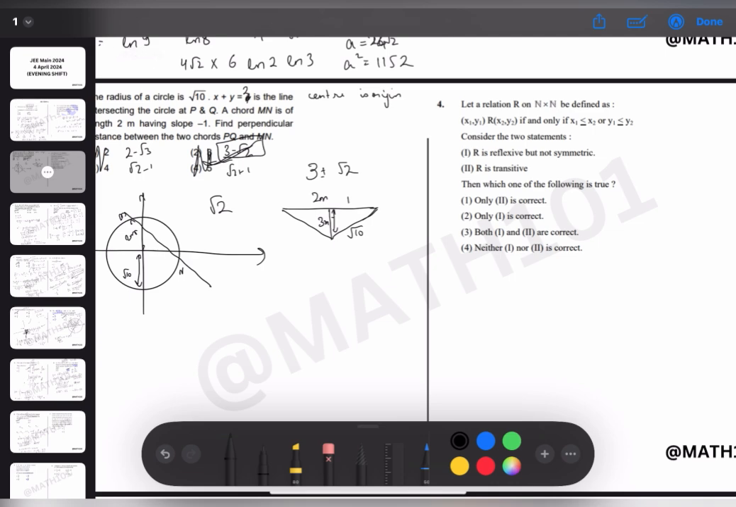So let's check for all the three. Obviously if (x1, y1) equals (x2, y2), basically x1 equals x2 and y1 equals y2, then both of these are true. So it is reflexive. And take these 2 points. So this is correct, but the symmetric relation, this is not correct. This does not hold. So it's not symmetric.